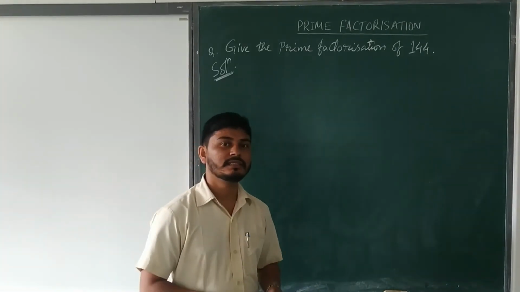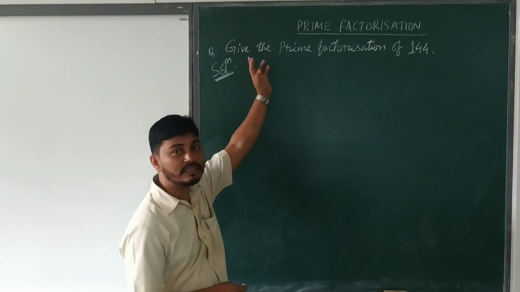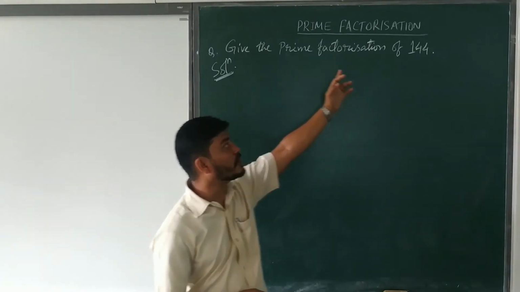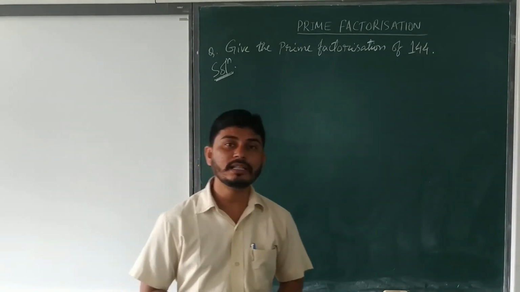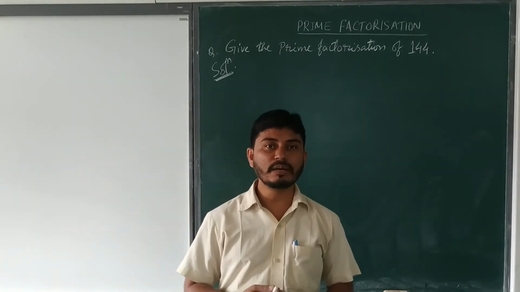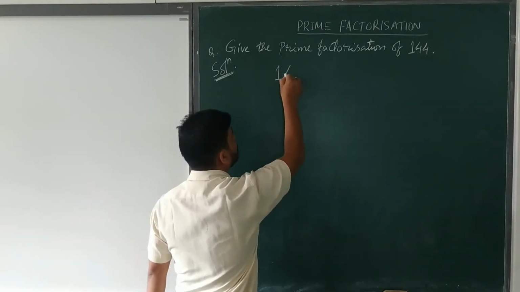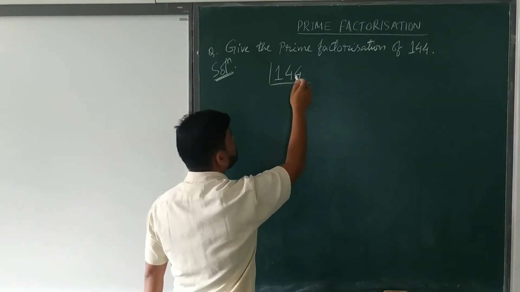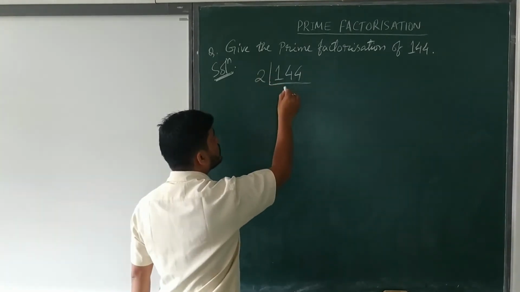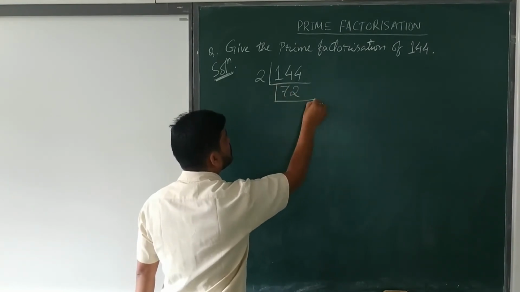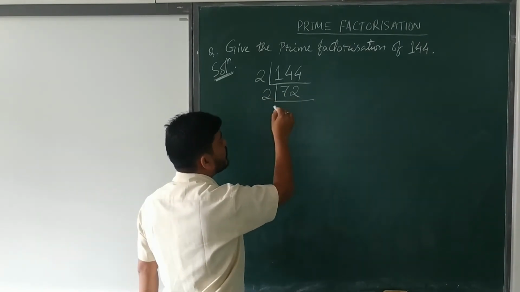And now let us take one example of how to do prime factorization of a given number. As you can see, I have written here the question: give the prime factorization of 144. So as I have told you earlier, to factorize any number we must use the division method. So let us factorize the number 144. Since it is an even number, we will start with the prime factor 2. Still it is an even number, so we use the prime factor 2.